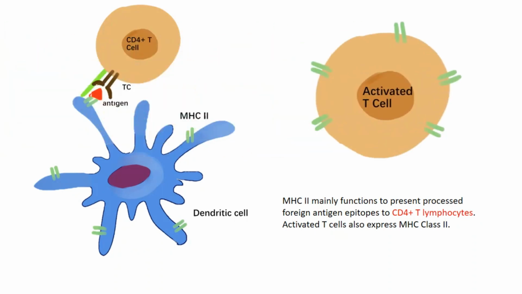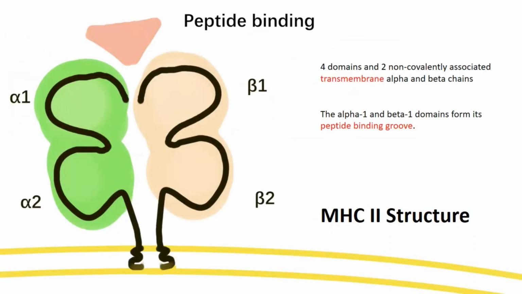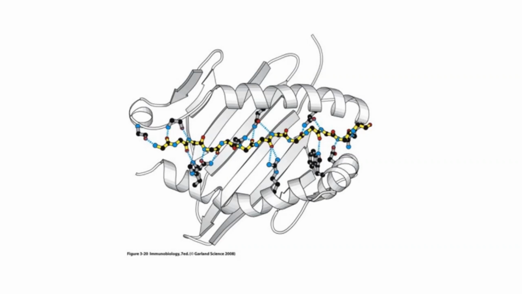Activated T cells also express MHC class II. MHC class II is composed of 4 domains and 2 non-covalently associated alpha and beta chains, which both span the membrane. The alpha 1 and beta 1 domains form its peptide binding groove. This open groove is capable of binding a great variety of peptides anchored by the cleft, composed of polymorphic residues.